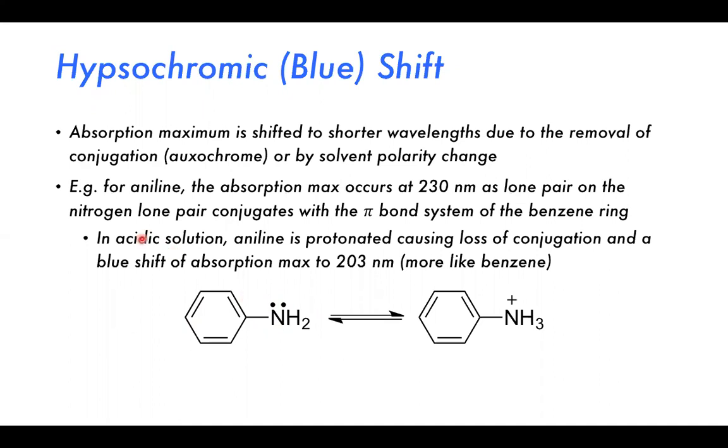In acidic solution, aniline is protonated, causing loss of conjugation and a blue shift of the absorption maximum to 203 nanometers, which is more like benzene. If we add a proton here through acid-base behavior, we lose the ability to share those electrons with the ring, which means we're removing that auxochrome and reducing the conjugation. And so the system moves towards shorter wavelengths or higher energies.